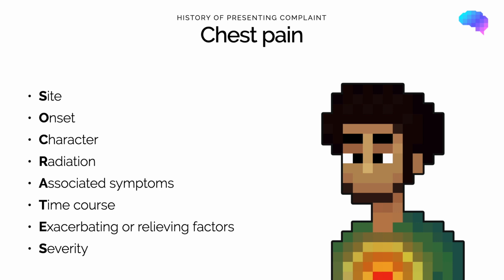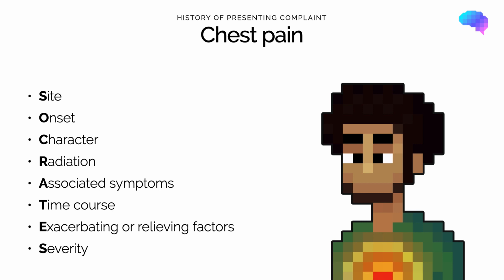Now, this acronym can actually be applied to any type of pain, so it's a really useful tool to have in your metaphorical OSCE belt. To begin with, we need to clarify the site of the pain. We can do this by asking the patient questions such as, "Can you tell me where the pain is?" If the patient seems to be struggling to describe the location of the pain, it can sometimes be helpful to ask them to point to where it hurts. Cardiac chest pain is typically left-sided or central in location.